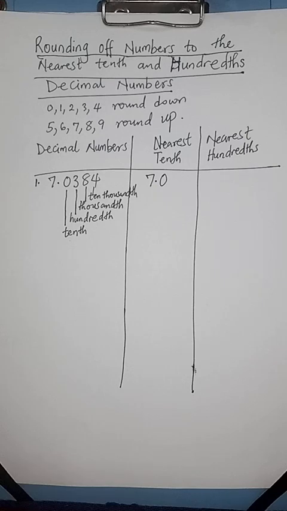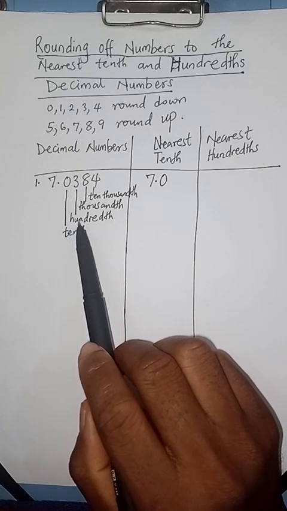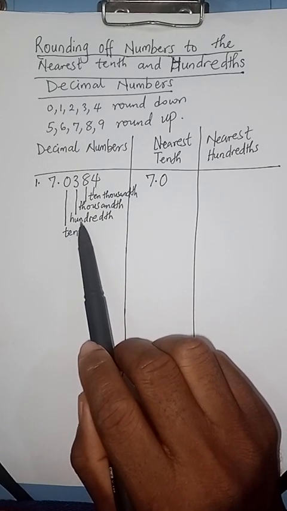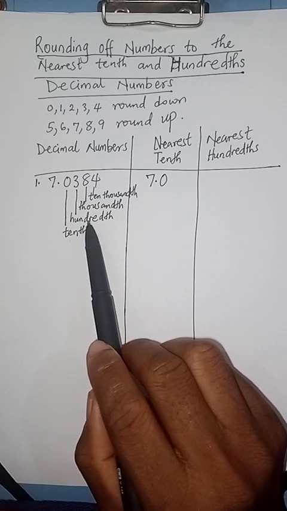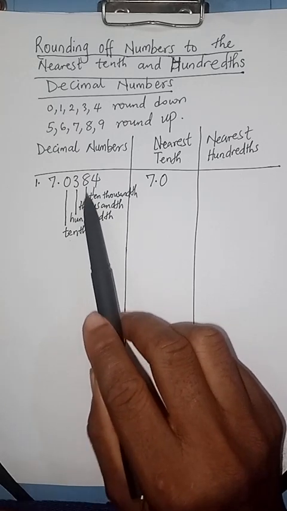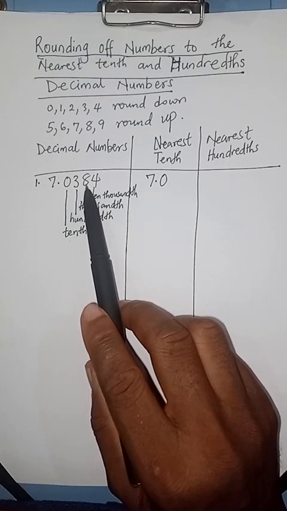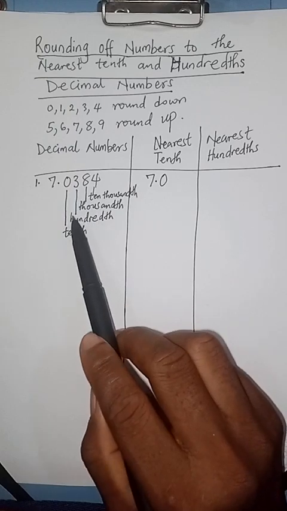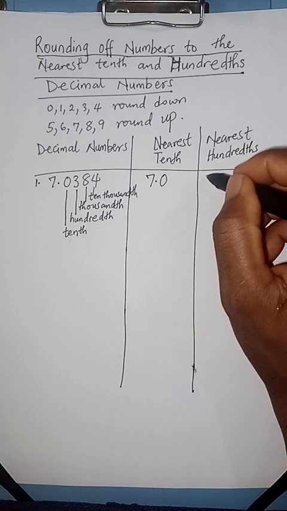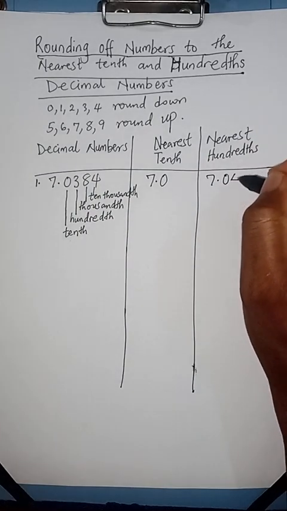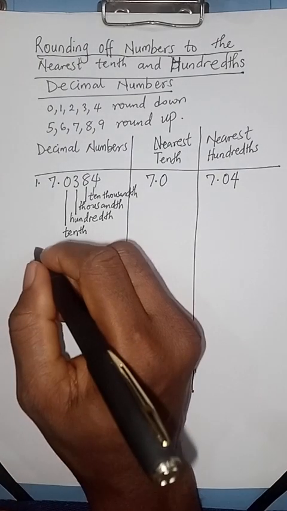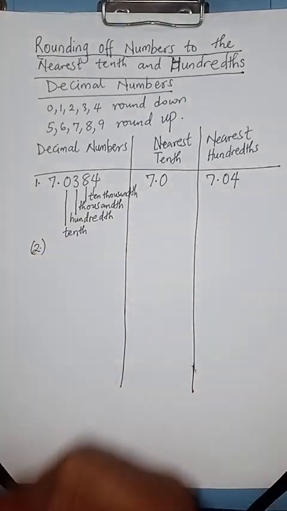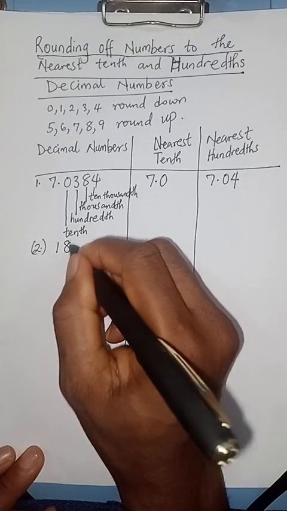What about to the nearest hundredth? Now, my focus will be on the digit under the hundredth. Now, this digit, before I'm going to write it, I'll check the digit after the hundredth, and that's 8. And we said if it is 8, you round up by adding 1 to the digit under the hundredth. So my answer becomes 7.04. That is to the nearest hundredth. Okay, so let's go to number 2. I guess this will guide us in the other work we're going to do now.